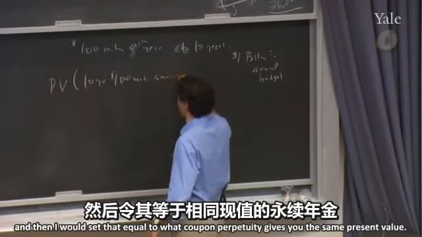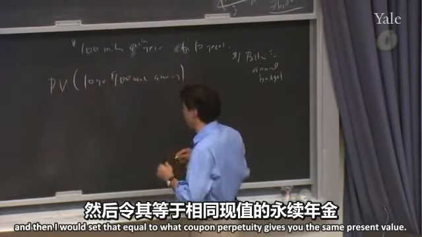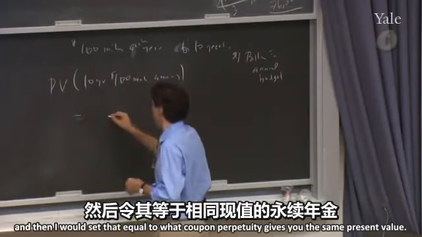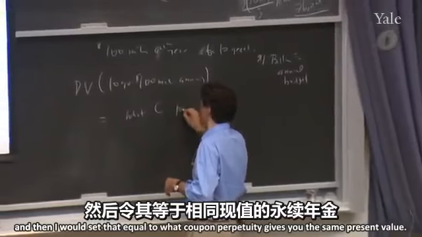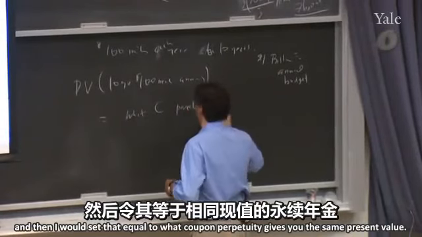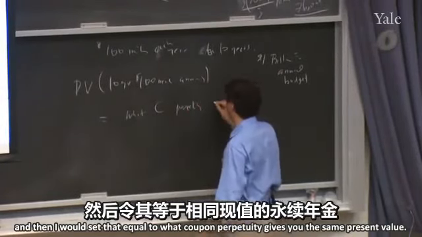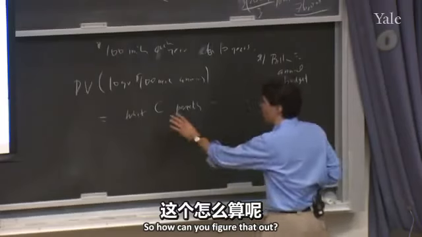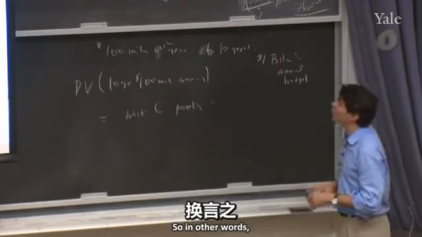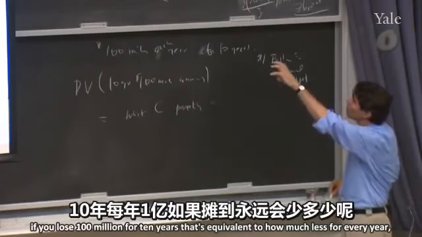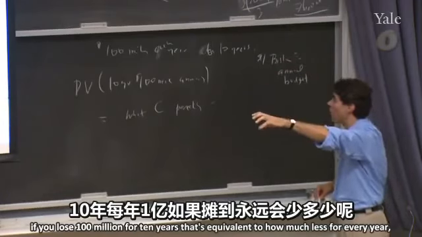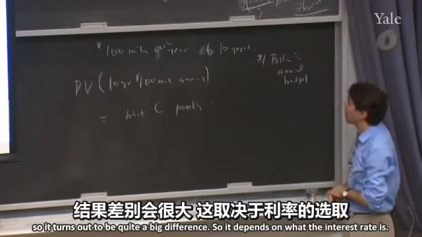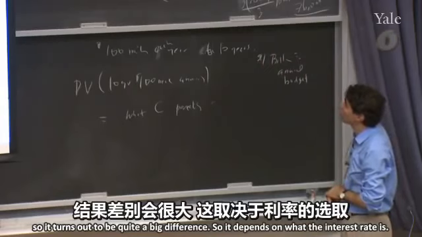So in other words, I would figure out the present value of the 10-year, $100 million annuity, and then I would set that equal to what coupon perpetuity gives you the same present value. Okay, so how can you figure that out? In other words, if you lose $100 million for 10 years, that's equivalent to how much less every year. It turns out to be quite a big difference.